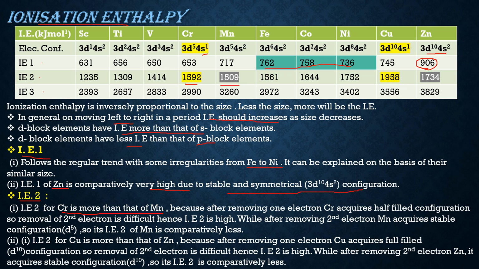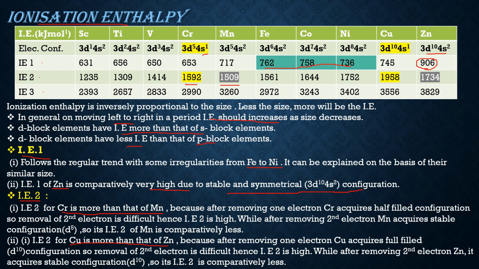Now in case of manganese, after removing one electron, it has the configuration 4s1. Now if we remove one electron from 4s, then it acquires the more stable d5 configuration, hence this electron is easily removed and its ionization enthalpy 2 is less.